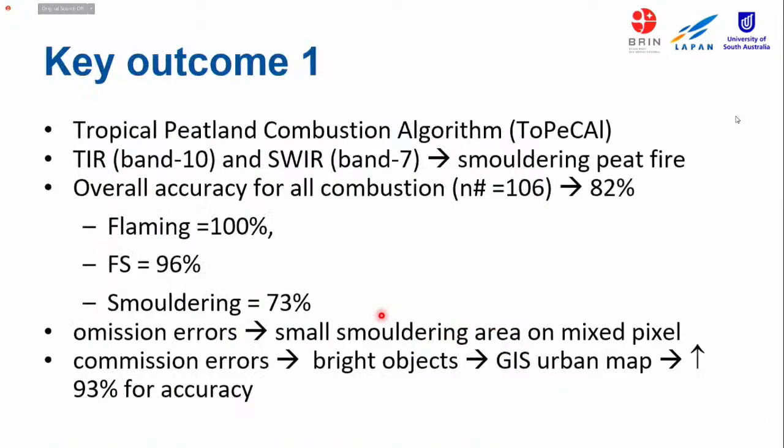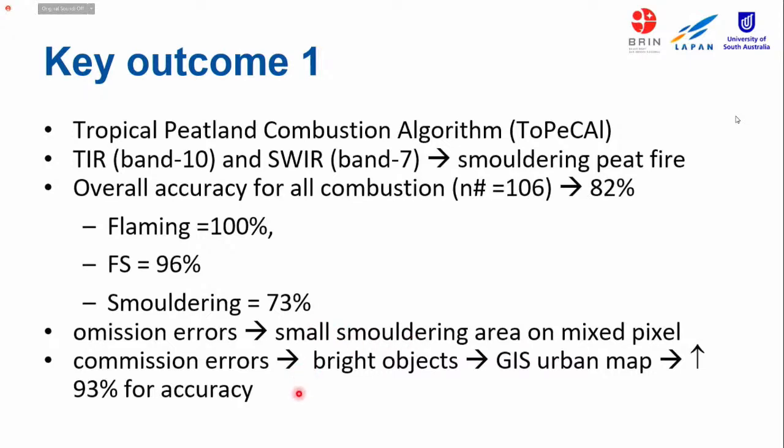So the outcome of the first innovation is the establishment of the tropical peatland combustion algorithm by using TIR and SWIR. And on the accuracy, we have collected about 106 ground samples in Central Kalimantan and Riau province. We have 100% detection of flaming, but for the smoldering, only 73%. And the omission errors, as I said before, were in the smoldering area on the mixed pixel.